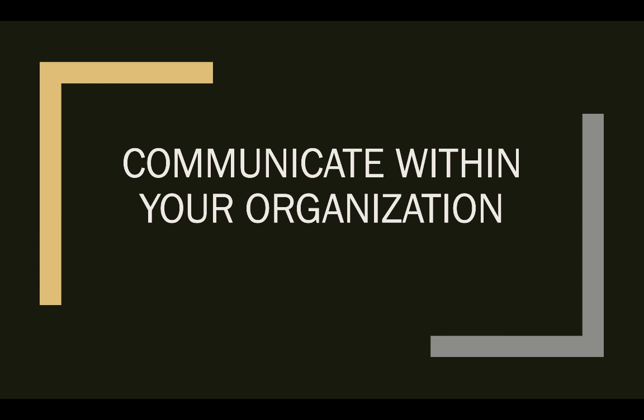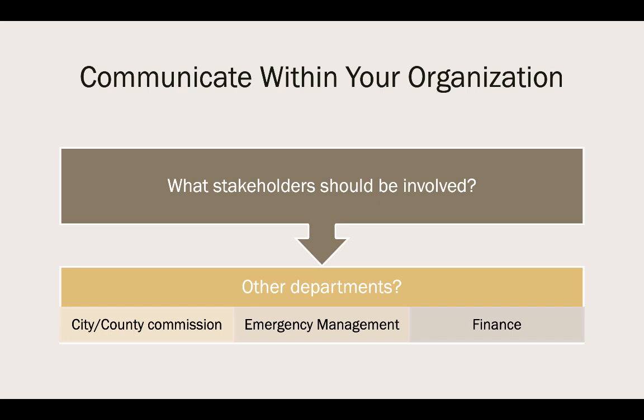A third step is a pretty simple one, but often overlooked: communicating within our own organization. Which stakeholders within our organizations or ancillary organizations should be involved? Should we be going to city or county commissioners and getting their input? For EMS organizations, should we be talking to emergency management, fire department, or police, who might give us some insight or help in this grant writing process?